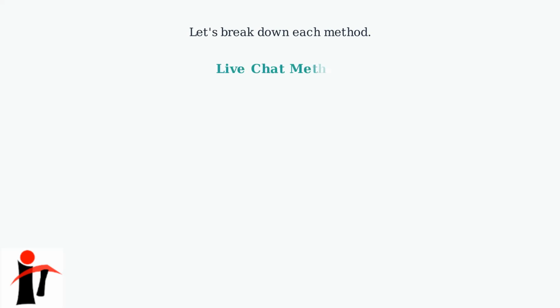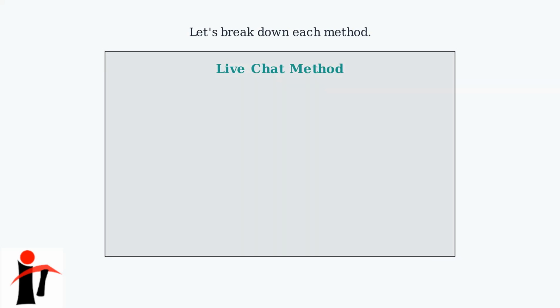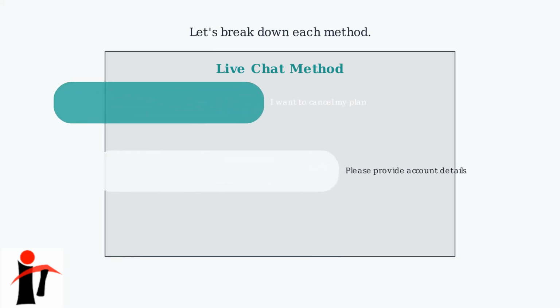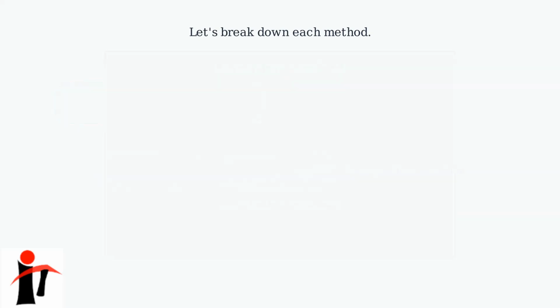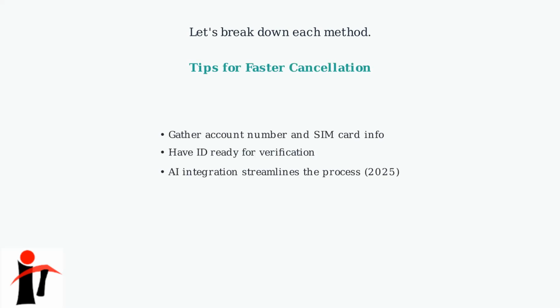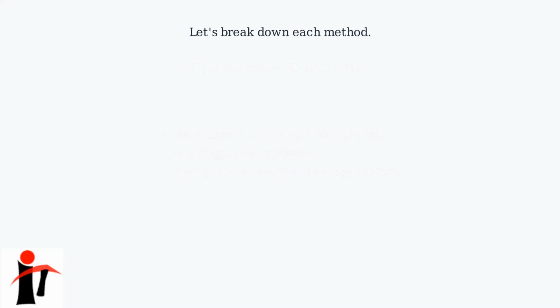For live chat, visit simplemobile.com or use the app. State your intent to cancel and provide your account details. Chat agents can process cancellations immediately upon quick verification. Remember to gather your account number and SIM card info beforehand for a faster process.